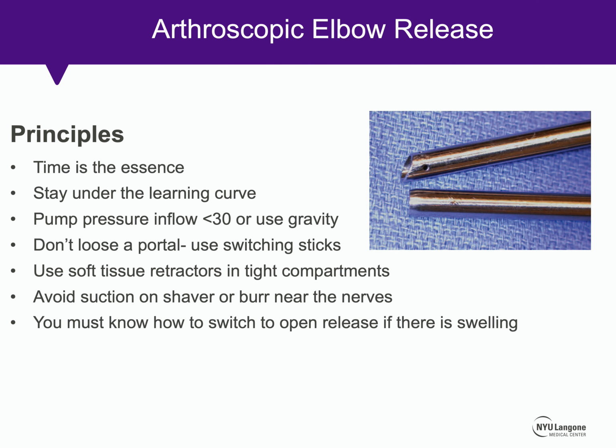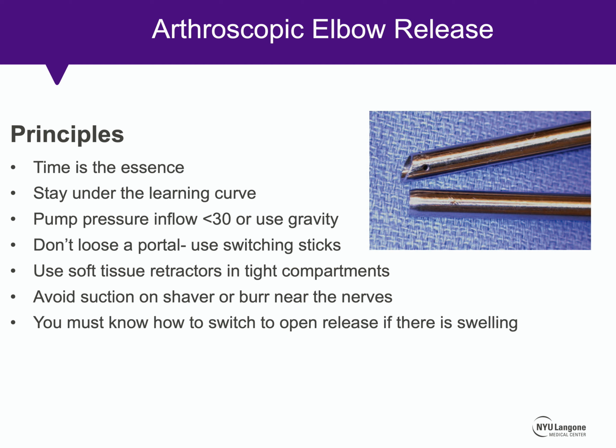So arthroscopic elbow release is gaining a lot more popularity. There are certain principles that have to be followed. The key thing is time is of essence. You have to stay under the learning curve, start with simple cases. With respect to pump pressure, it should be less than 30, or one should use gravity alone. One should use soft tissue retractors, especially in tight compartments, for better visualization. Avoid direct suction on either shaver or burr, and let it be gravity dependent, especially when you're working near the nerves. And you should know how to switch to an open release if there is swelling.